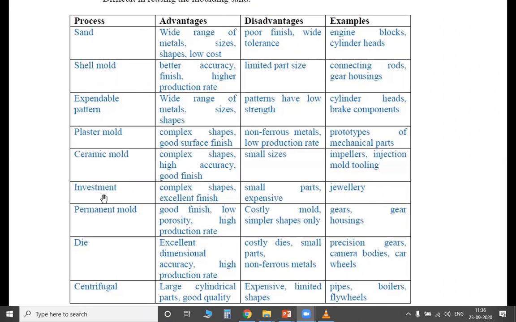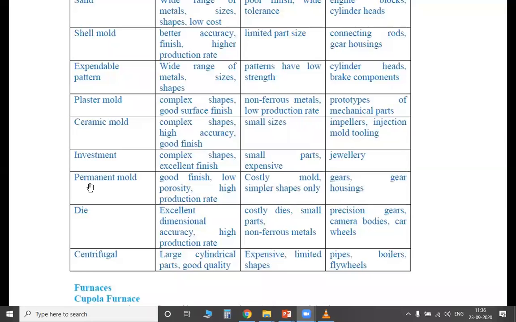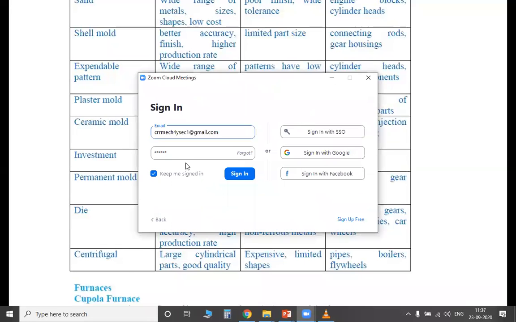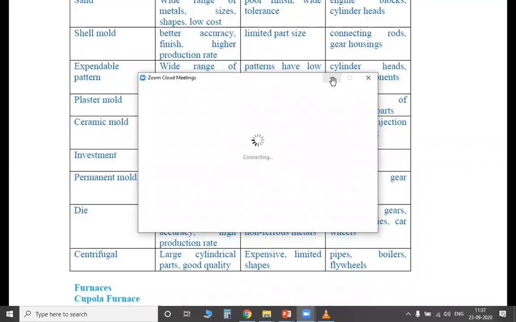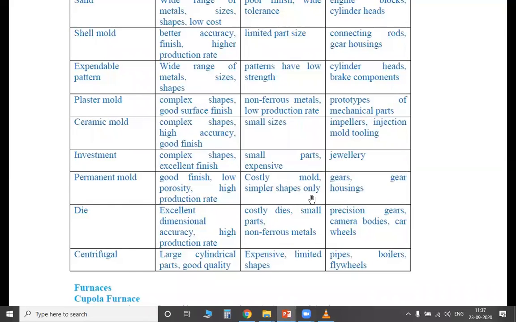Investment casting: the advantages are complex, intricate shapes and excellent finish. The disadvantages are small parts and expense. An example is jewelry. The next one is permanent mold: good finish, low porosity, high production rate, but costly mold and simpler shapes only. Examples are gears and gear housings.